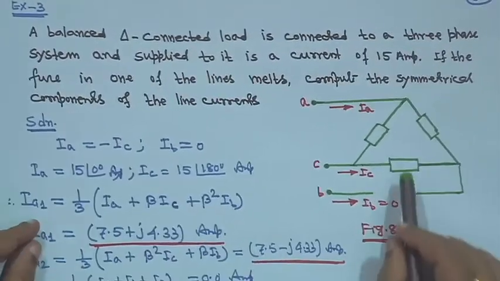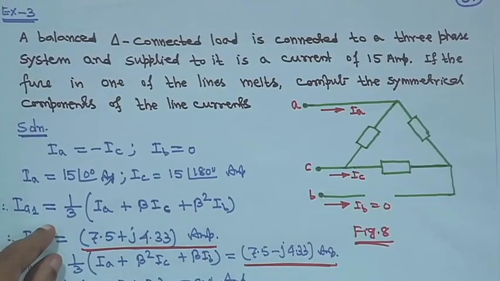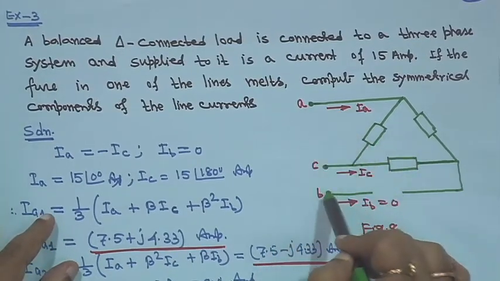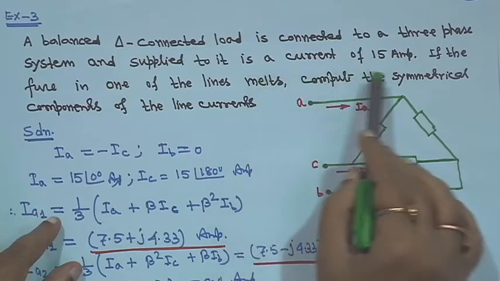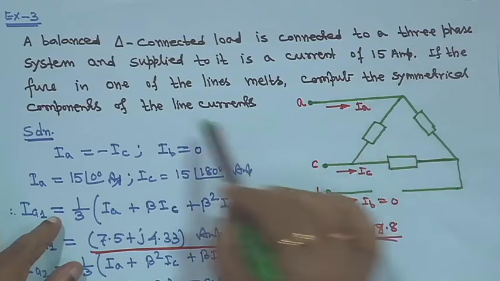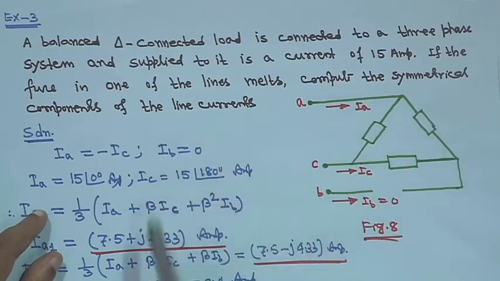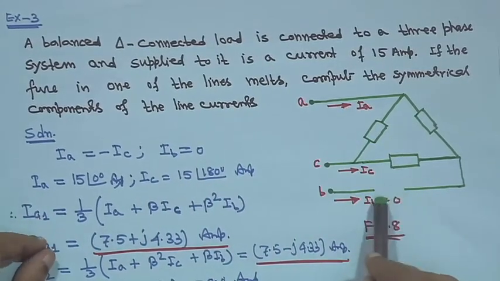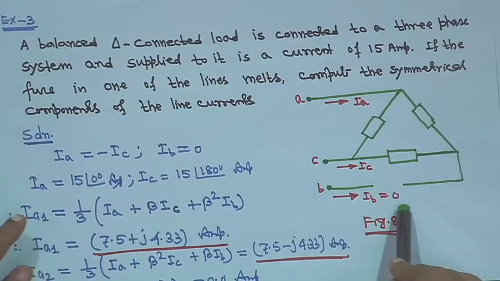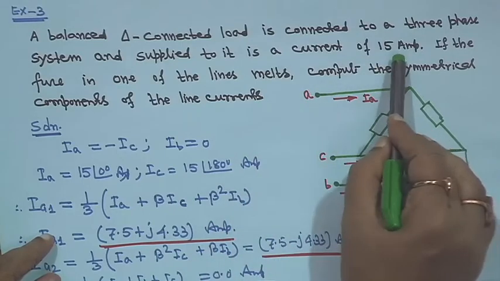Now, another one is a problem type, where at the same time you see how things can be done. For example, you have a delta connected load and a three phase supply ABC, supplying a current of 15 ampere, right. But if the fuse in one of the lines melts, then compute the symmetrical components of the current. Suppose one line is cut, the fuse melts, that means I_B will become 0. So, what will happen? In that case I_B is 0, but the current is given, just mention 15 ampere.